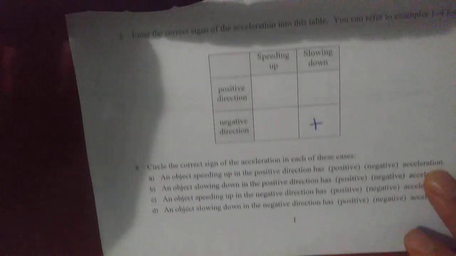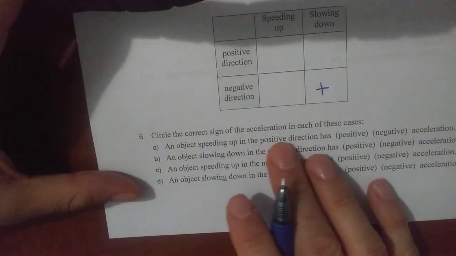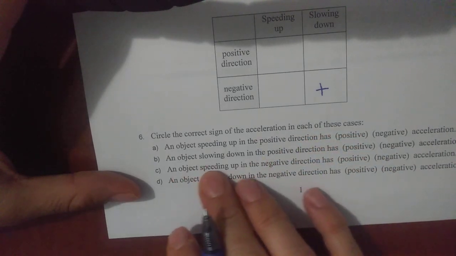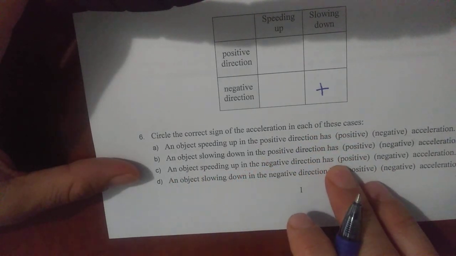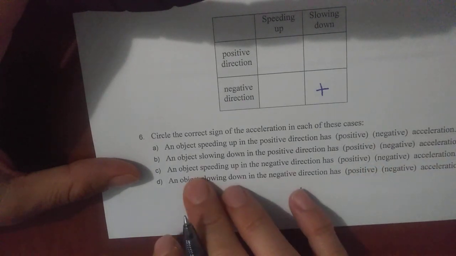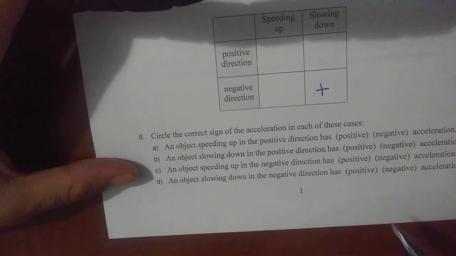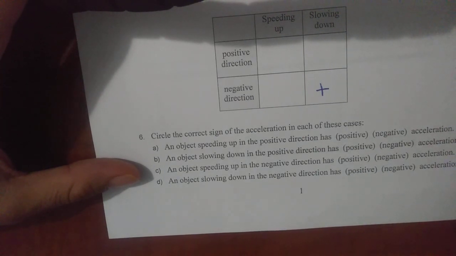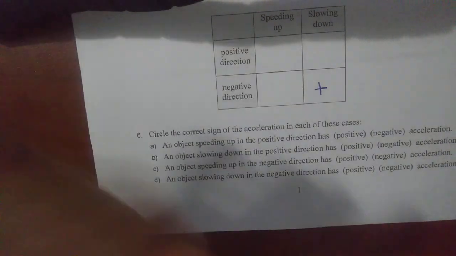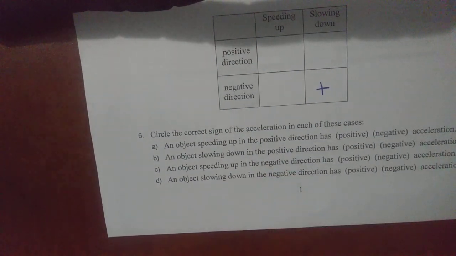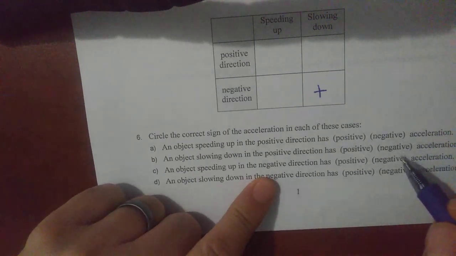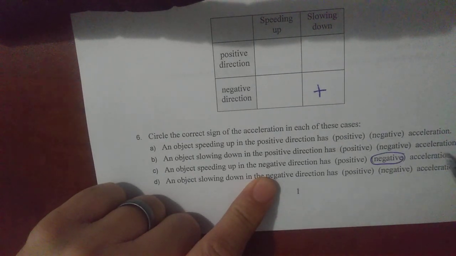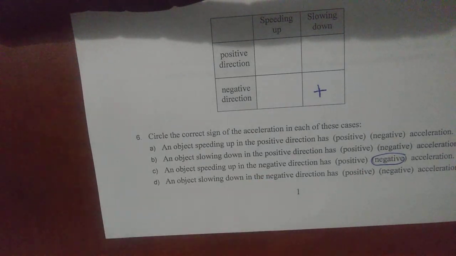Circle this last section here. Circle the correct sign of the acceleration in each of these cases. An object speeding up in the negative direction has what type of acceleration? So if this car is going this way, negative velocity, and we want his speed to increase in the negative direction, then he would have a negative acceleration, right? Because we want it to go this way as well, so that his velocity will increase.